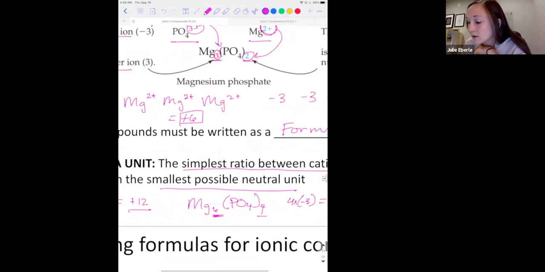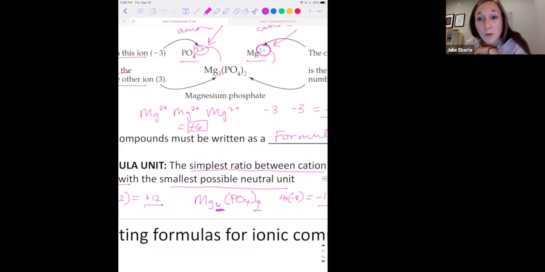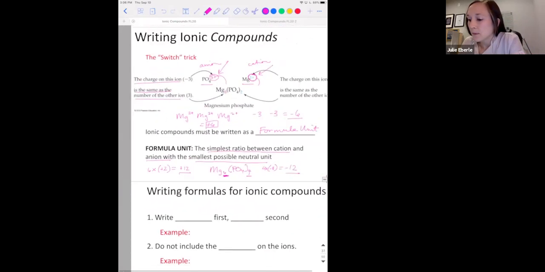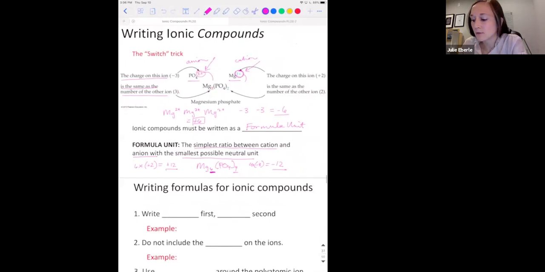But look at these numbers, 6 and 4. You can simplify those numbers. They both divide by 2. So that's what we're saying. We want the simplest ratio. And here, 3 and 2, let me erase so you can see, 3 and 2 give us the simplest ratio. And the switch trick will always give you the simplest ratio, okay? I mean, double check yourself, but it should always give you the simplest ratio. Okay, so that's the switch trick. That's how you write formulas for ionic compounds. But we're gonna practice that some more as well.